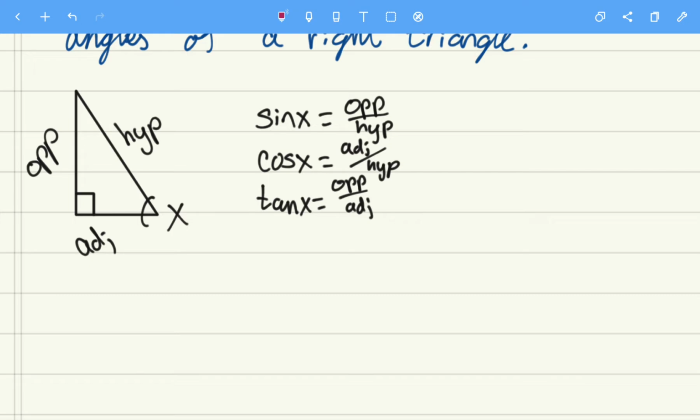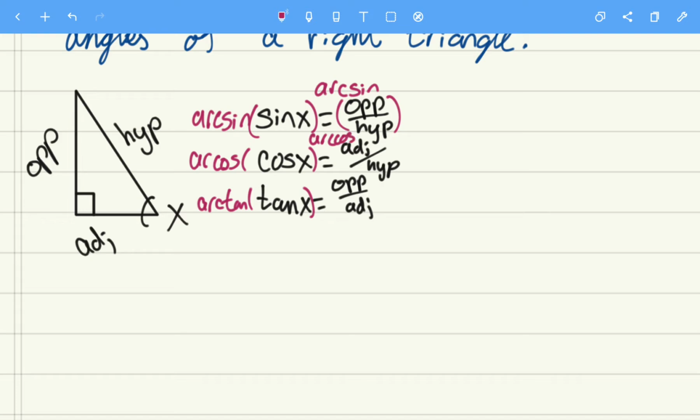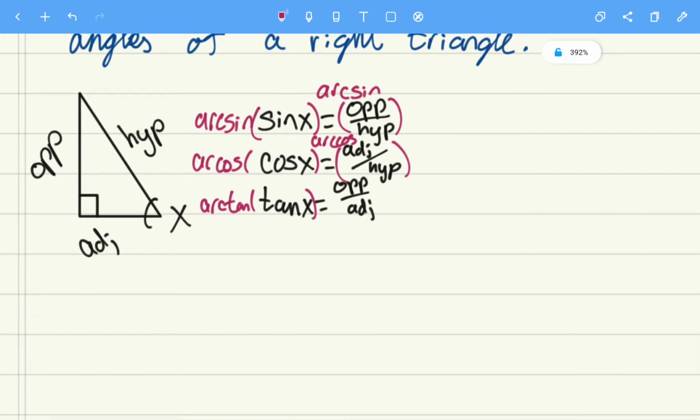So we call these inverse functions arc sine, arc cosine, and arc tangent. And what you do to one side, you have to do to the other. So if we want to figure out the angle, we have to take the arc trig function, the inverse trig function of our ratios.